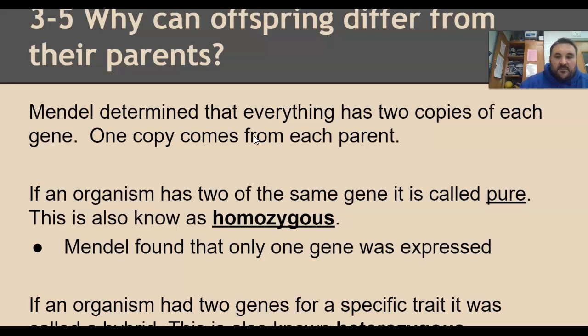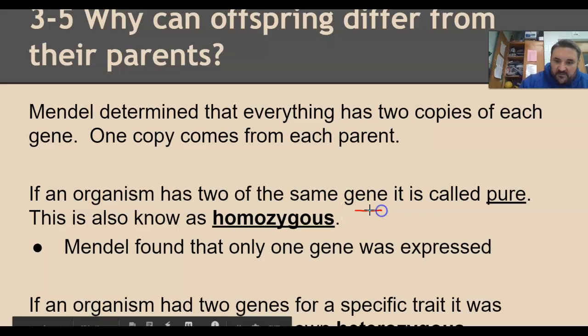If you have 2 copies of the same allele for a gene, we call that homozygous. So homozygous could be capital T, capital T, or capital B, capital B. He also found that this is called pure, or we call it homozygous. The prefix homo, H-O-M-O, means that they're the same.